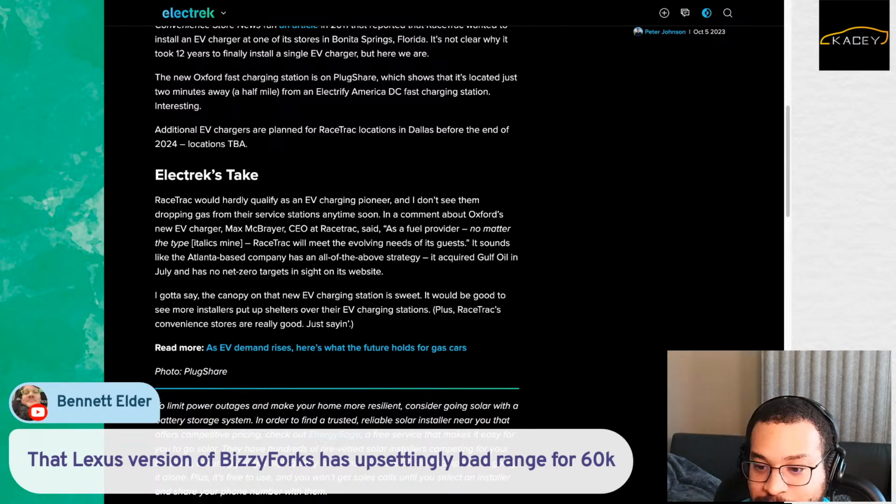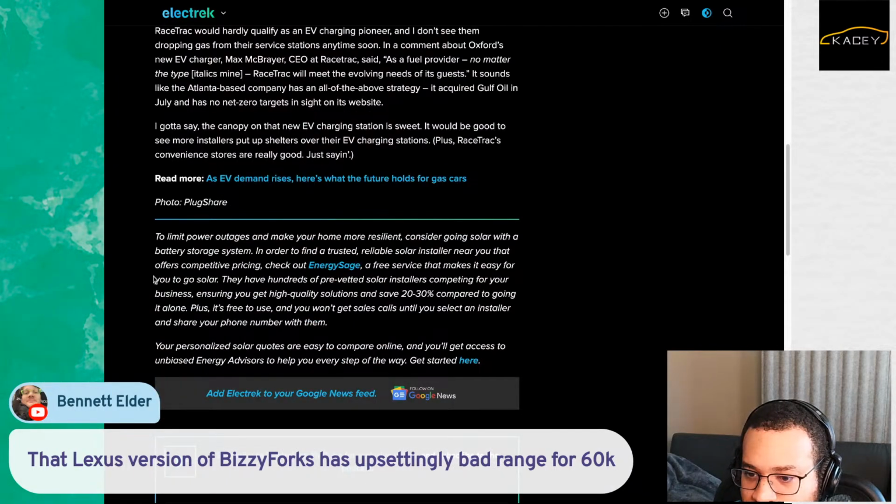Well done. I gotta say, the canopy on the EV charging station is sweet. It'll be good to see more installers put up shelters over their EV charging stations. Plus, Racetrack's convenience stores are really good. Just saying. Better than the canopy would have been a solar canopy, and that's not to say there isn't solar on that canopy, but a solar canopy that you can see kind of shows they're putting their money where their mouth is. They still provide the shade.